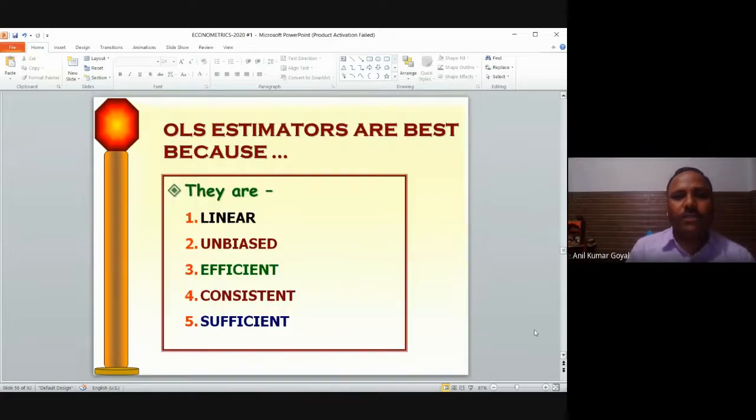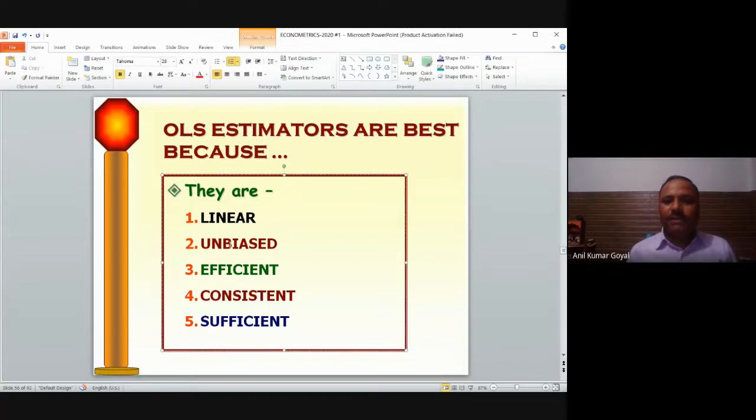So OLS estimators are best because they are linear, unbiased, efficient, consistent, and sufficient. They must be linear, they must be unbiased, efficient to explain the variance, and consistent. So we can say this: if this will be the value of x, this will be the value of y. Sufficient: they must have sufficient R square.